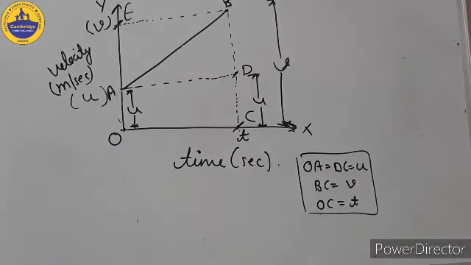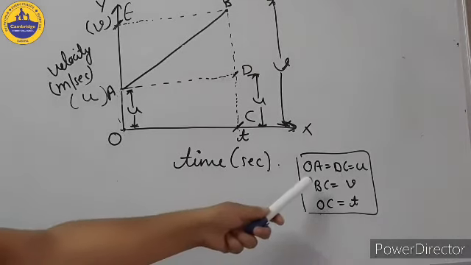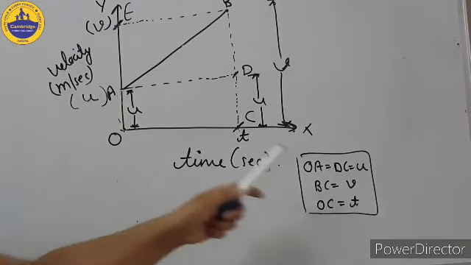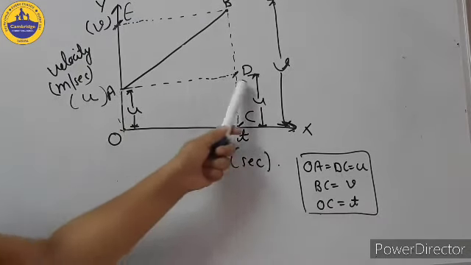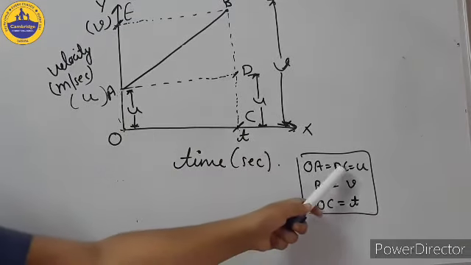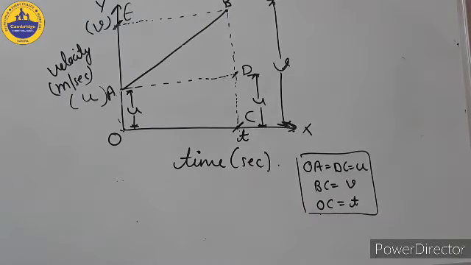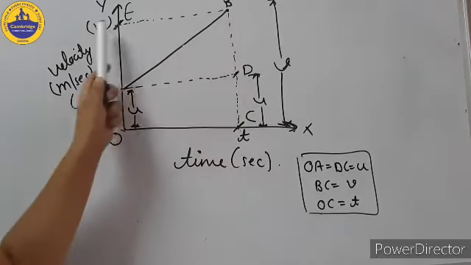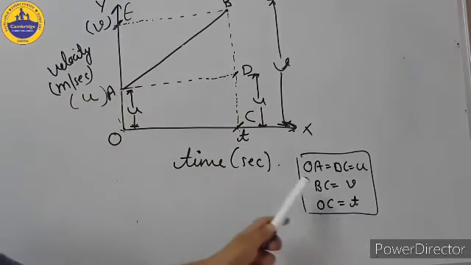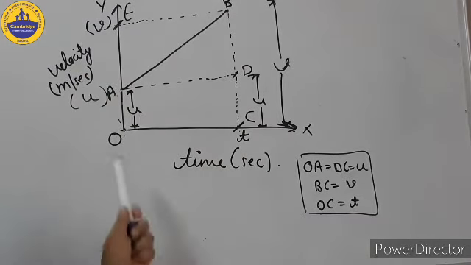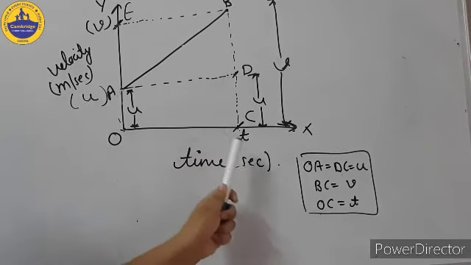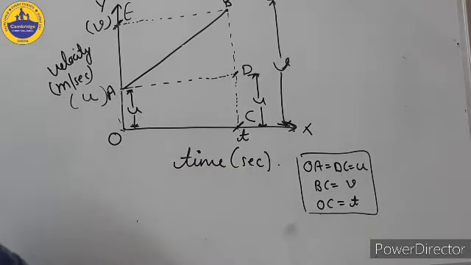So children, I mentioned in the box what we have done till now. I am repeating it once again. OA starts from 0 till U. So U minus 0 is U. OA and DC are equal, so DC is also going to be equal to U. Talking about BC, it starts from 0 and goes till V. So V minus 0 will be V. OC starts from O and goes till T. So T minus 0 will be T.